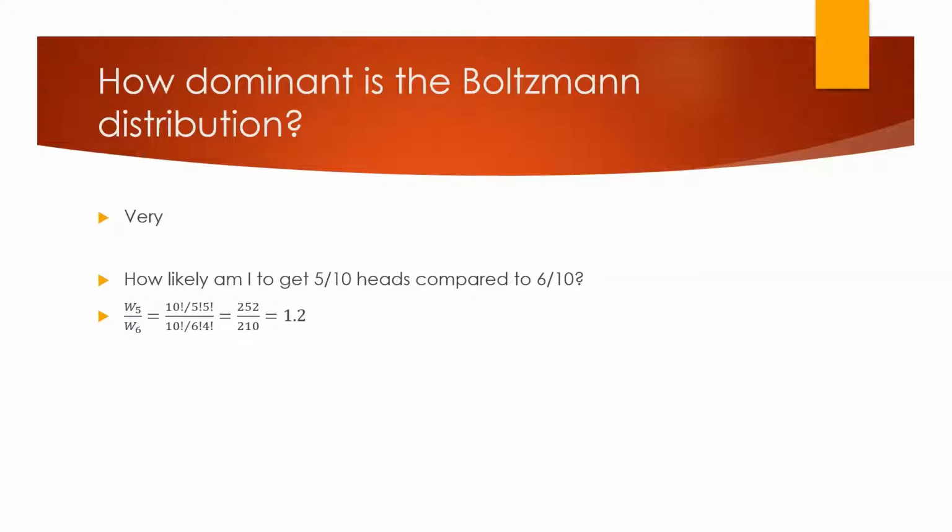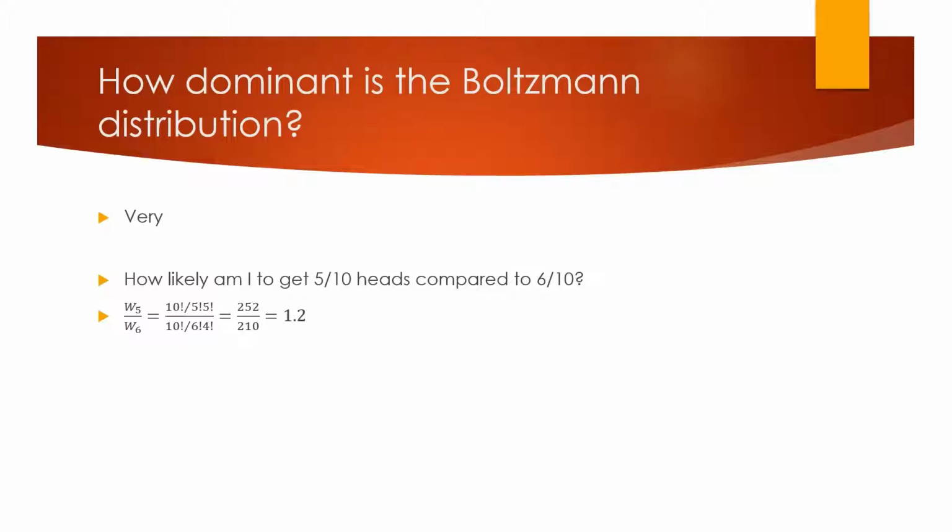So what this means is that we are 1.2 times more likely to see 5 out of 10 heads than 6 out of 10 heads. So for this case of 10 coin flips, we're not really that much more likely to see 5 heads as compared to 6 heads. We're slightly more likely, but we're probably going to see both of them.